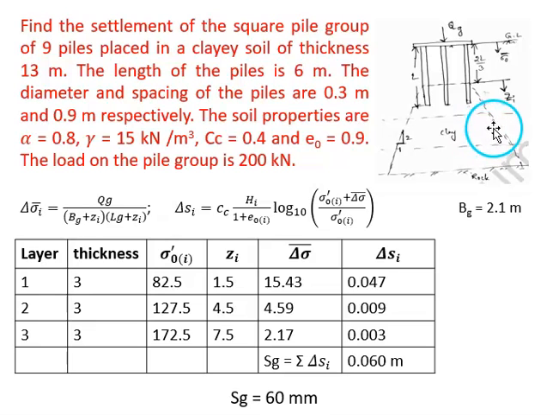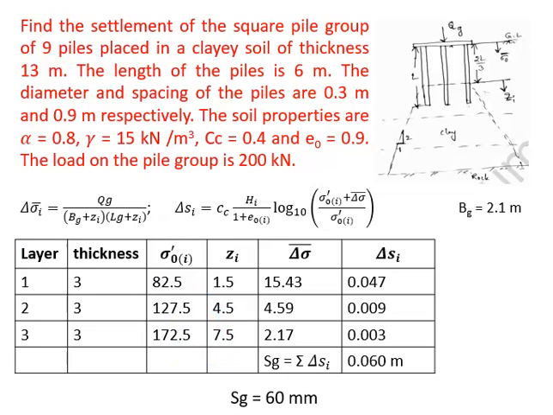Then for the second layer, that is at a depth of, this is 6 meter plus another 1 meter plus 1.5 meter. So total it is 6 plus 2 plus 6 plus 1, 7 plus 1.5, 8.5. So at a depth of 8.5, again we have to find the initial effective overburden pressure. Then at the center of the third layer also we have to find the initial effective overburden pressure.